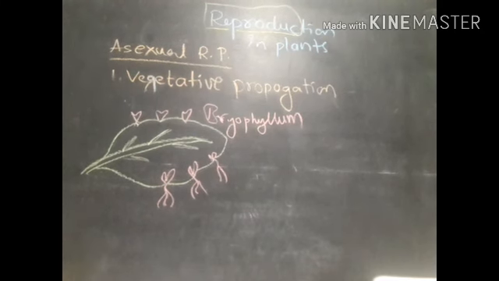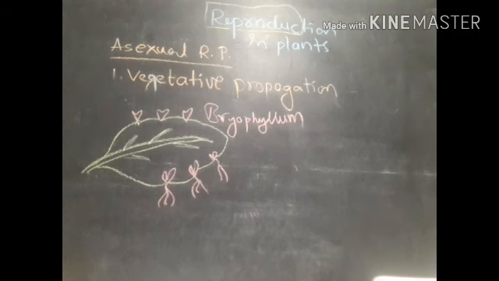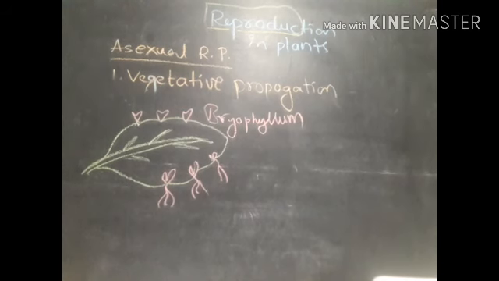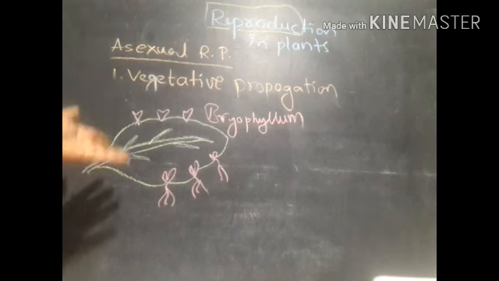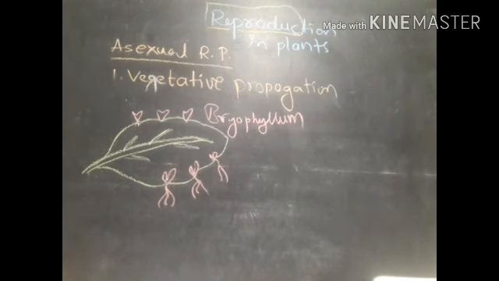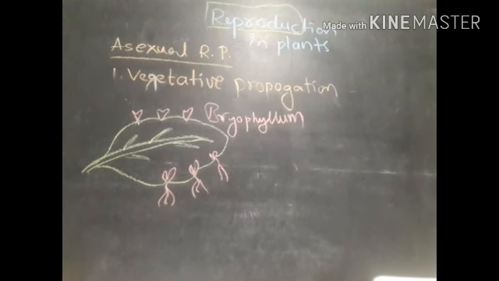And begonia is also one of the examples. Leaf can produce new plants, right? Like this, vegetative propagation goes on. Here, what is the advantage of vegetative propagation? Even though there is absence of flowers, even though there is absence of seeds, simply by using the plant parts, you can produce plants. Actually, if you sow the seed, it has to germinate, it takes some time. Whereas directly we are getting plants from parts of the plant without any effort, right? So this is the advantage of vegetative propagation, right?